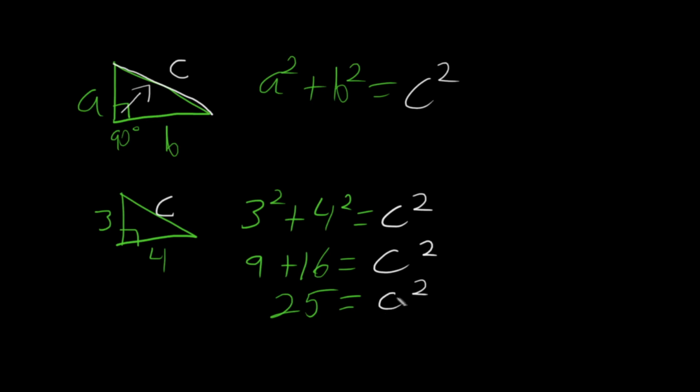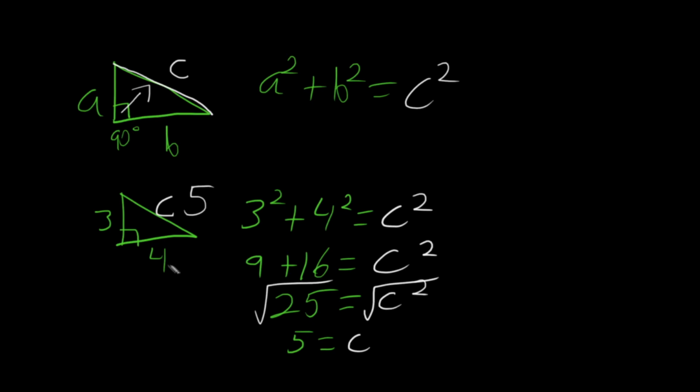And to get c, which is the value of the hypotenuse here, we just need to take the square root of both sides. The square root of 25 is technically positive or negative 5, but since we're dealing with length here, then of course it'll only be the positive 5. So 5 is equal to c.